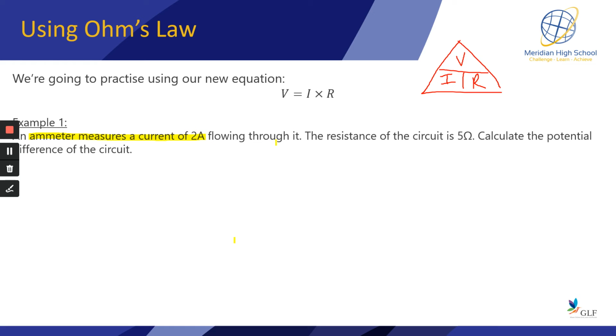That's our current. Our current is 2 amps. We know that. The resistance of the circuit is 5 ohms. Calculate the potential difference of the circuit.